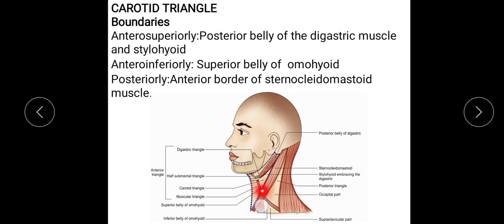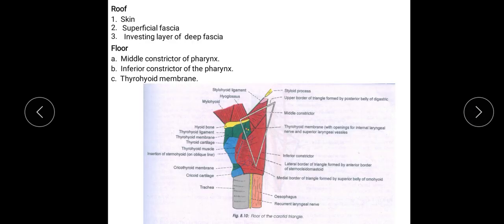The boundaries of the carotid triangle are: antero-superiorly, the posterior belly of the digastric muscle and the stylohyoid muscle; antero-inferiorly, the superior belly of the omohyoid muscle; posteriorly, the anterior border of the sternocleidomastoid muscle. Then the roof of the carotid triangle, this triangular area, is formed by skin, superficial fascia, and the investing layer of the deep cervical fascia.